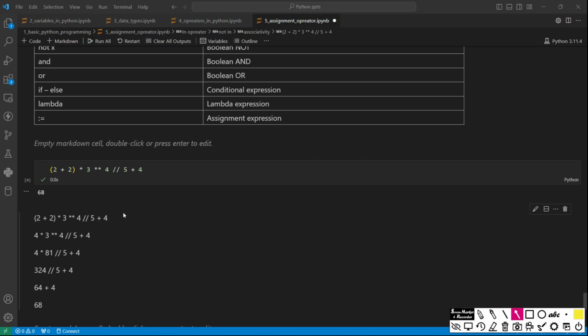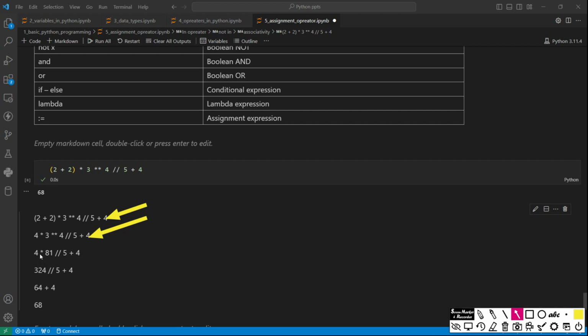The first precedence is parentheses or brackets, right? So here 2 plus 2 is going to be 4. Then everything comes down like 4 into 3 to the power 4, then floor division by 5 plus 4. Then we have multiplication, exponent, floor division, and addition, right? The highest precedence goes to the exponent, so we do 3 to the power 4. That's why in the line below, 3 to the power 4 is evaluated, and that is 81.